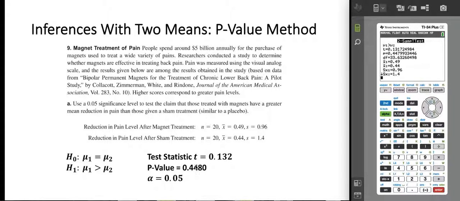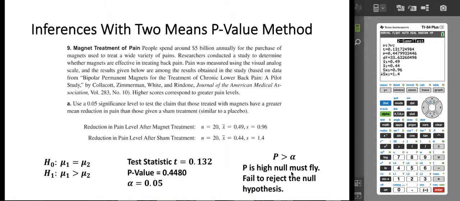And that's where I got the test statistic, t, which is 0.132 rounded to 3 decimal places. The p-value of 0.4480 rounded to 4 decimal places. Alpha is equal to 0.05 was given in the problem. Remember, that was the significance level. So then what would be the conclusion you're going to draw? You've done this problem several times. So what conclusion can we draw?